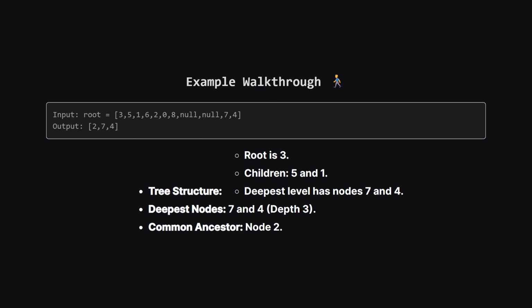Let's visualize this with the example. We have a tree where the root is 3. If we go down to the very bottom, we find nodes 7 and 4. These are the deepest nodes. We need a subtree that includes both 7 and 4. Node 5 contains them, but node 2 is lower and also contains them. Node 2 is the parent of 7 and 4. So the subtree starting at node 2 is the smallest subtree containing all deepest nodes. That's why our answer is node 2.